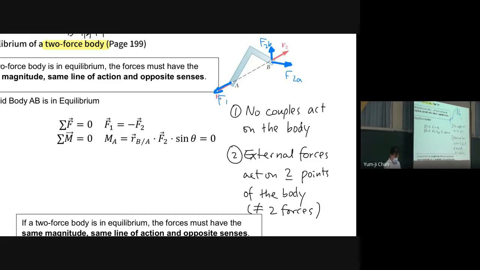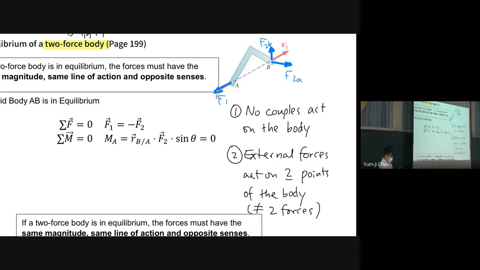So we count this as 2 force body, not 3 force, okay? This acts on 2 points of the body. But we can have more than 2 forces, it's okay. So for 2 force bodies, we can have more than 2 forces, but all of them act on 2 points of the body.